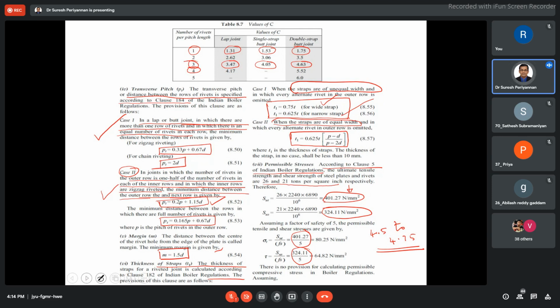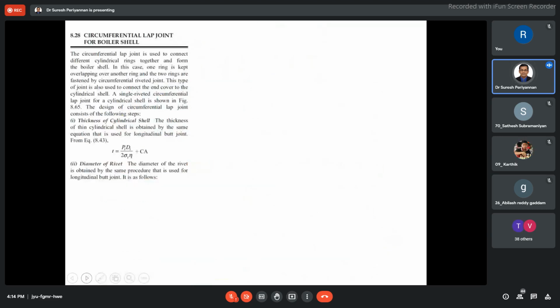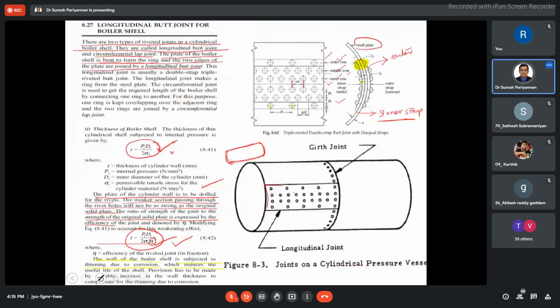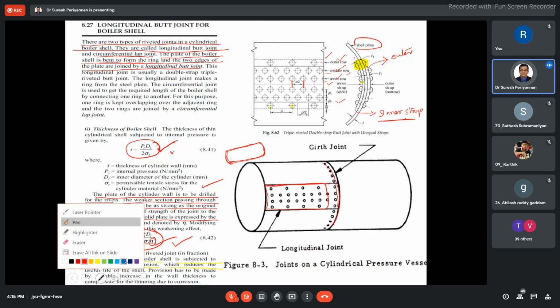Now I come to the circumferential lap joint. As I discussed earlier, there are two types: one is the longitudinal butt joint, another is the circumferential lap joint. Whatever we discussed so far, this portion only, was the longitudinal butt joint. Now we are going to discuss the circumferential joint, this portion.